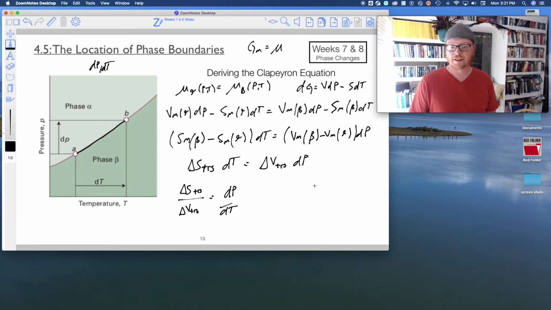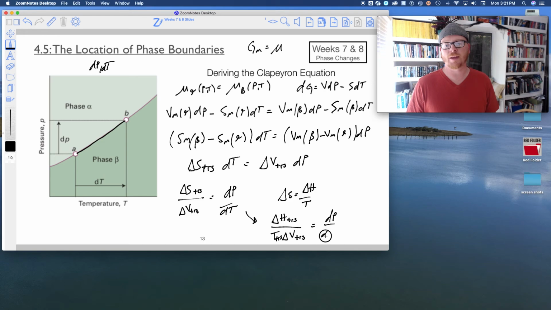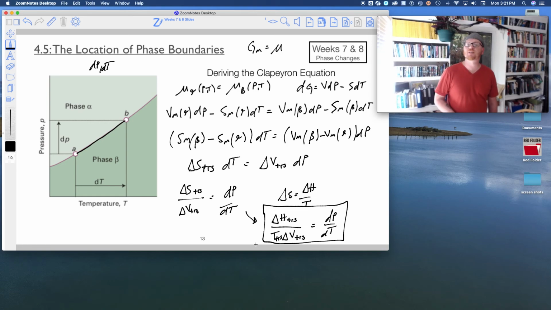And noting that delta S equals delta H divided by T, I'll make a substitution for delta S there. And this becomes delta H of the phase transition divided by T, and that's, of course, T at the phase transition, times delta V of the phase transition, equals dP by dT, and this is the Clapeyron equation. So this gives us the boundary between any phases. It says dP by dT equals delta H divided by T times delta V. And then we note that this is reversible because we start by setting the two chemical potentials equal to each other. So I'm going to keep going.